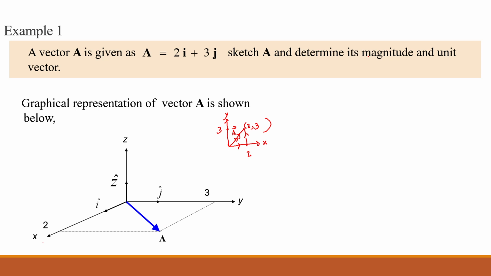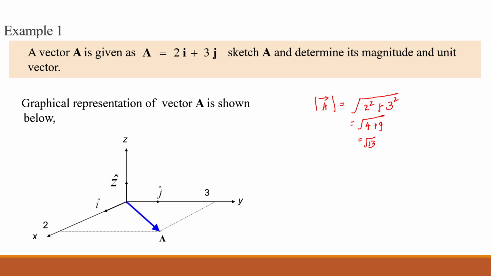Okay, determine its magnitude and unit vector. So the magnitude of vector A, as you said, you have the square root. Take component i, you square it, so 2 squared. Component j, you square it, so 3 squared. So 4 plus 9, so the square root of 13. So this is the magnitude of vector A.